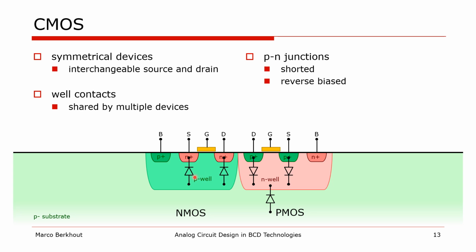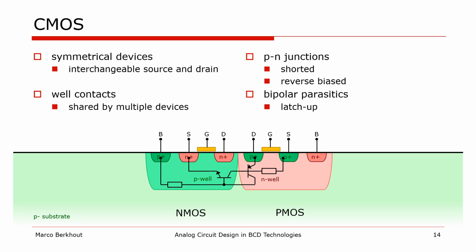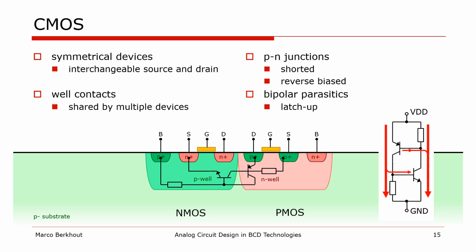The many PN junctions present in CMOS are usually either shorted or reverse biased, so in circuit design you typically don't worry about them too much. That is, assuming you do a proper job in connecting the wells. The combination of PN junctions also form parasitic bipolar transistors, as indicated here, that can get stuck in a positive feedback loop. And this causes a phenomenon known as latch-up. When we redraw the parasitic circuit a bit, a circuit emerges where two bipolar transistors turn each other on, causing a current from supply to ground.